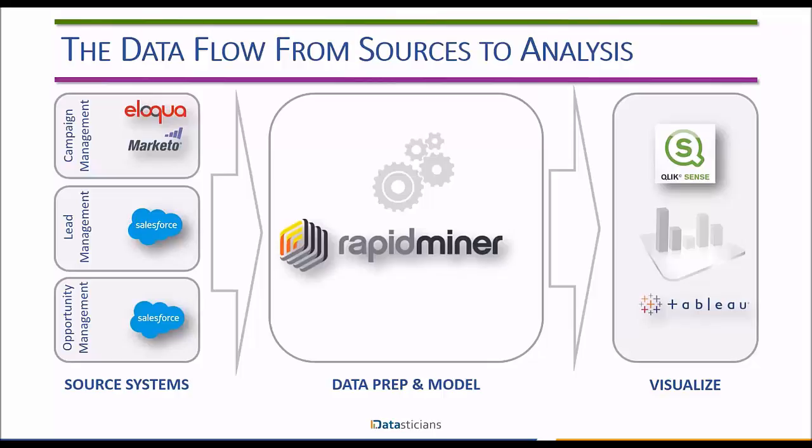Just more of a pictorial view of what I talked about, but fundamentally, you've got your 3 source systems on the left-hand side. The campaign management system is typically your Marketo or Eloqua, and then your lead management system and opportunity management system are usually subsections of the Salesforce application. But obviously, in some situations, they can be 2 different types of applications. And then again, we're going to pull everything into RapidMiner. RapidMiner will do a bunch of assembly of the data, prep it and model it. And then we will actually output the data into Qlik Sense.